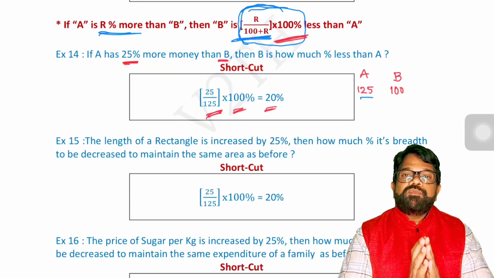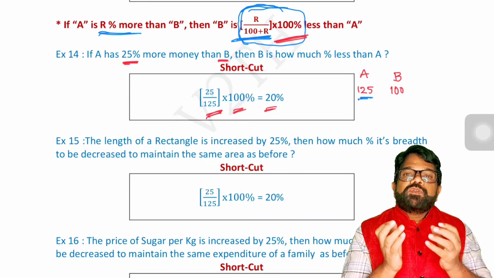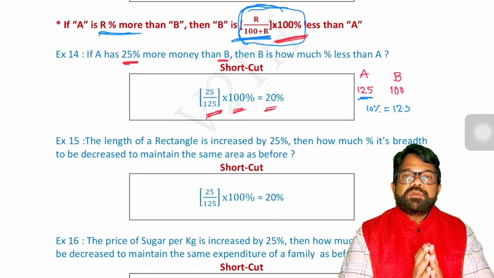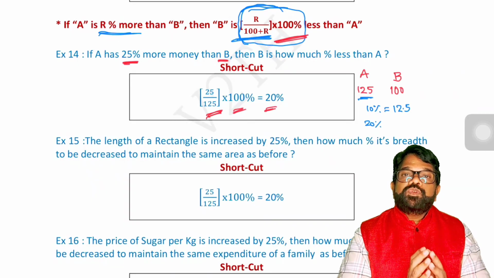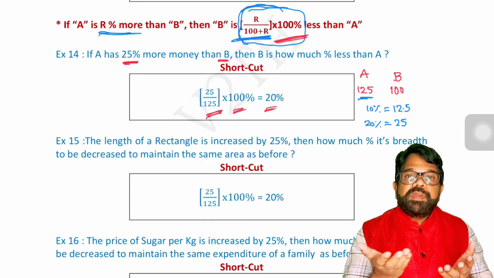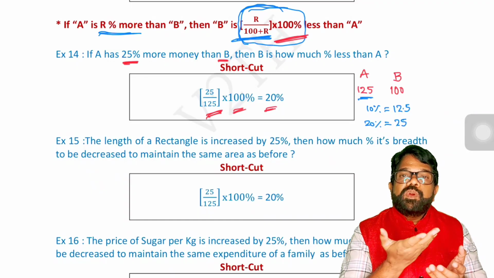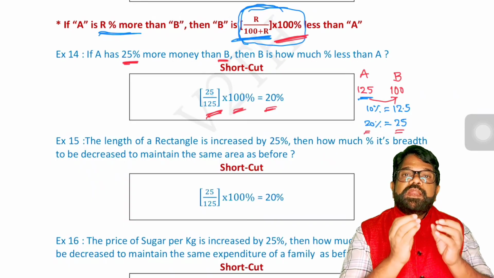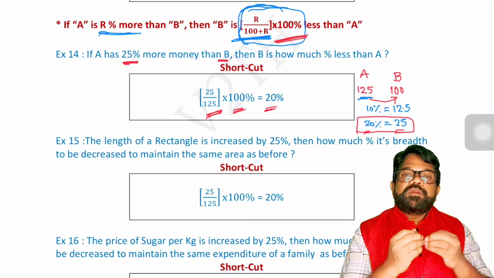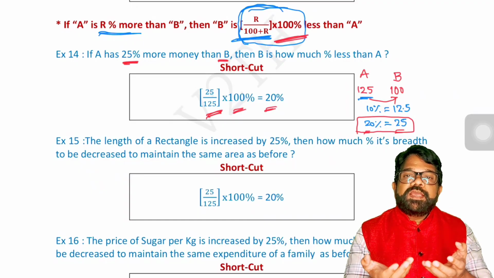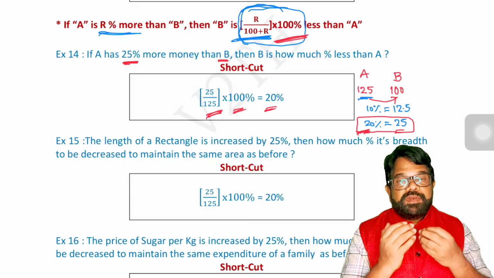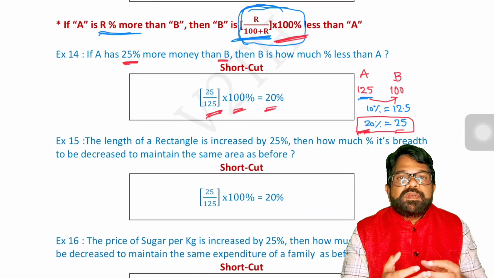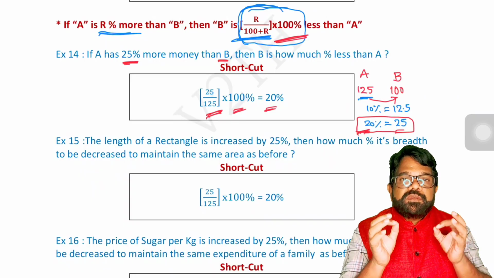Now A is 125. In that 125, what is the 10% value? 12.5. What is the 20% value? 25. Now clearly B is less than A. How much less than A? 25 less than A. But how much percent less than A? 20%. Why? 10% is 12.5, 20% is 25. So 25 less means indirectly 20% less. Practically also we can prove it. Or without doing this method, simply you can put in your mind the simple keynote.